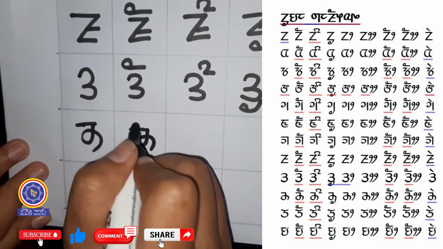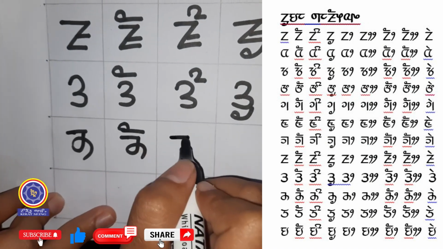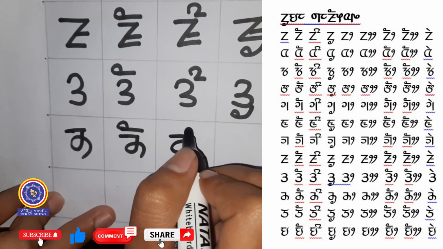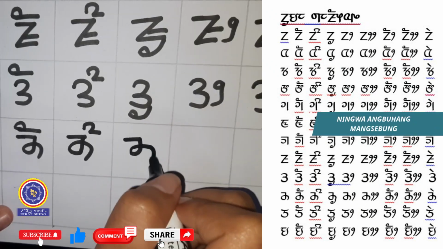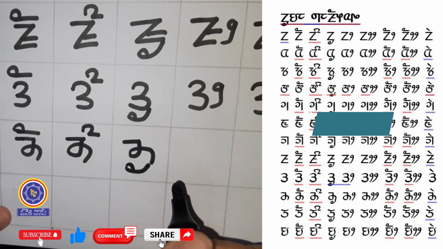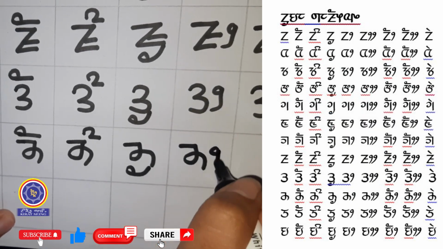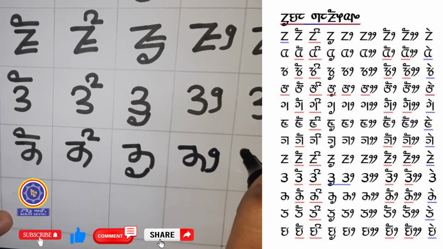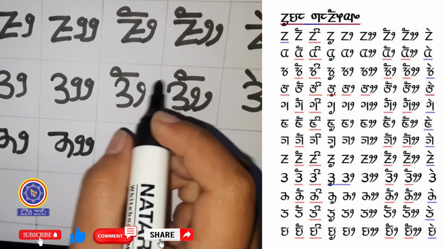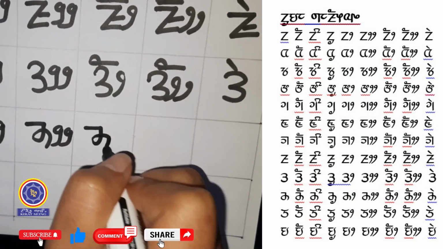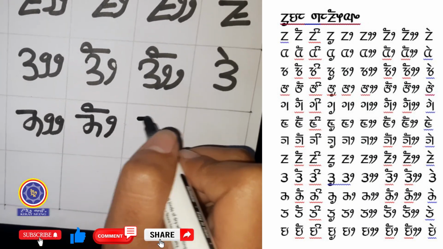Write To and add Amma, To Amma Tha. And write To and add Iksu, To Iksu Thi. Write To and add Uksu, Ta Uksu Tu. Ta and add Etu, Ta Etu Te. Ta and add Ainu, Ta Ainu Tai. Ta add Tumbo, Ta Tumbo To.